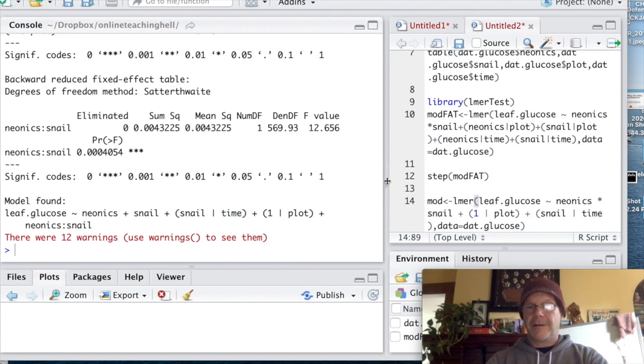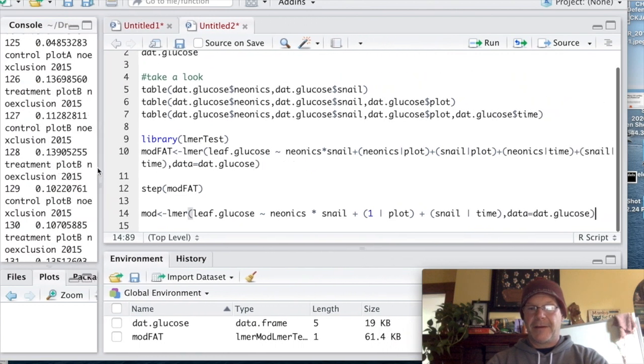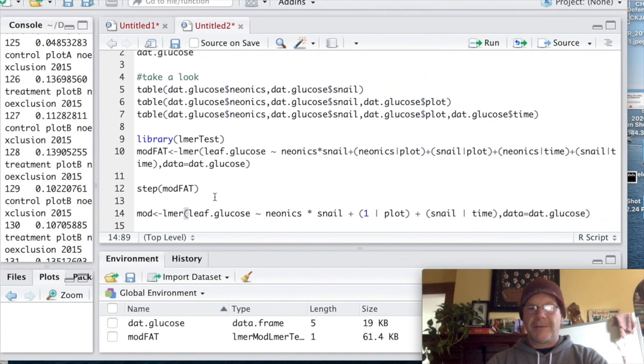And so now we have a model that we're interested in exploring. I'm going to go ahead and cut and paste that model. Let's take a look at that model. I've written it up using the syntax that's more familiar to us, where I've put this interaction term here by just putting the asterisk between our fixed effects.